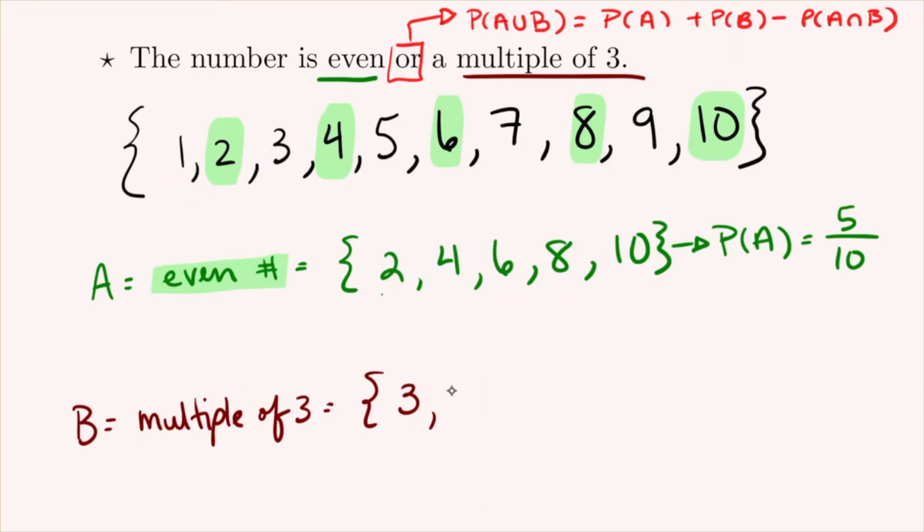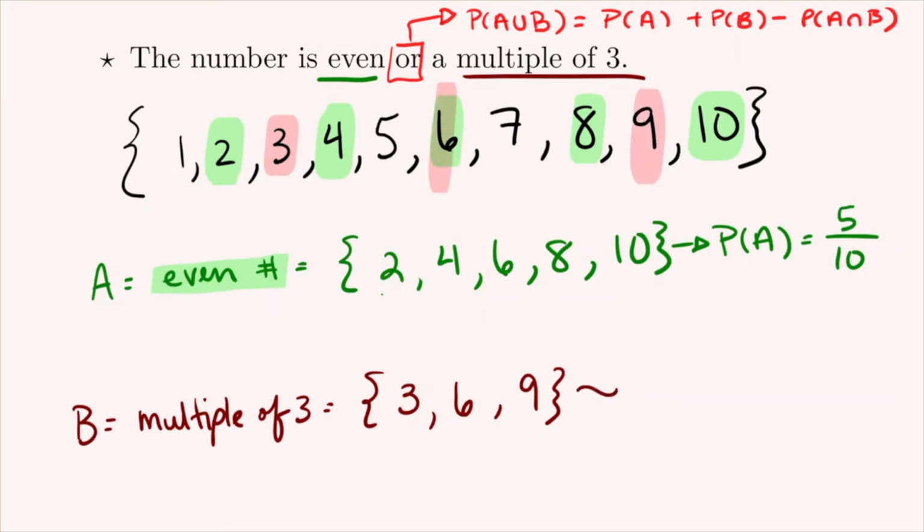3 times 1 is 3. 3 times 2 is 6, which is in the list. 3 times 3 is 9, which is in the list. 3 times 4 is 12, which leaves the list because our largest value was 10. So I've got 3, 6, and 9.